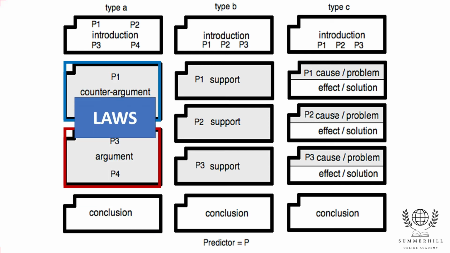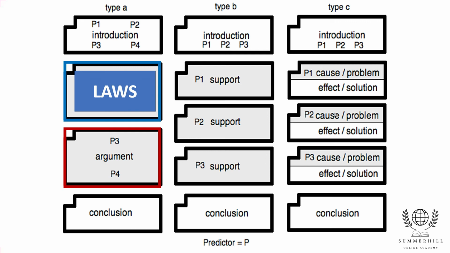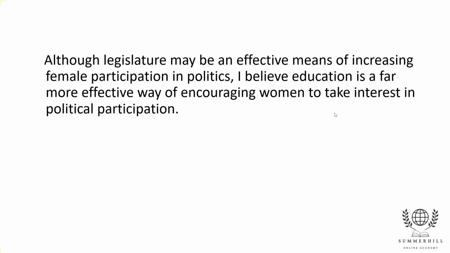So in this instance, we would spend 1 body paragraph talking about how laws can help female participation in politics, and 1 body paragraph talking about how education can increase political participation of women. Right? So anytime I see discuss both views and give opinion, we would write a type A essay. Again, let's take a look at a thesis statement here.